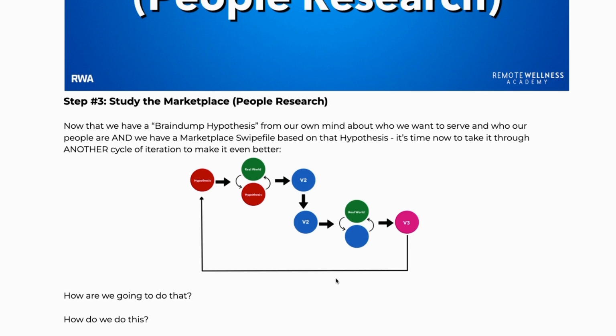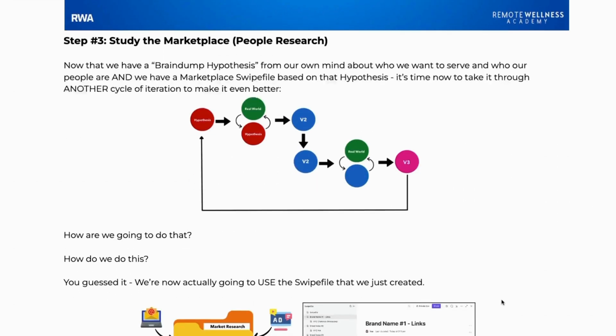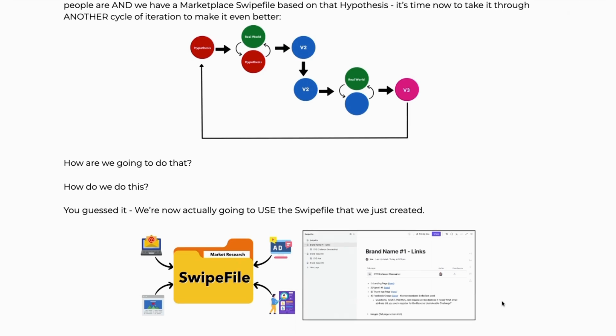Now what we can do is another iteration of this entire cycle of proving out our hypothesis. We're now actually going to use the swipe file that we just created. In the previous step, we created our hypothesis, and then based off of that hypothesis, we created a swipe file.